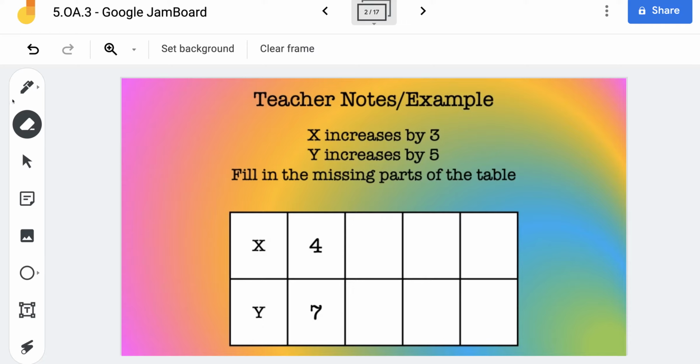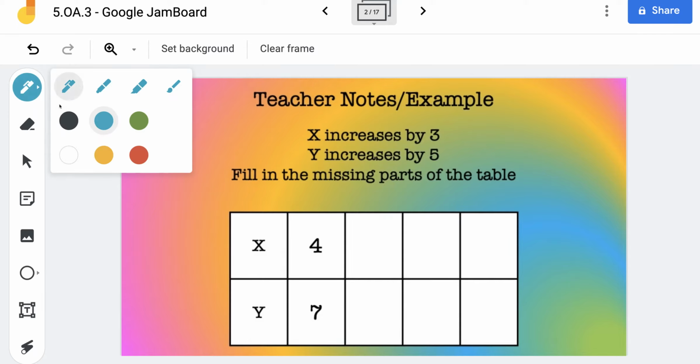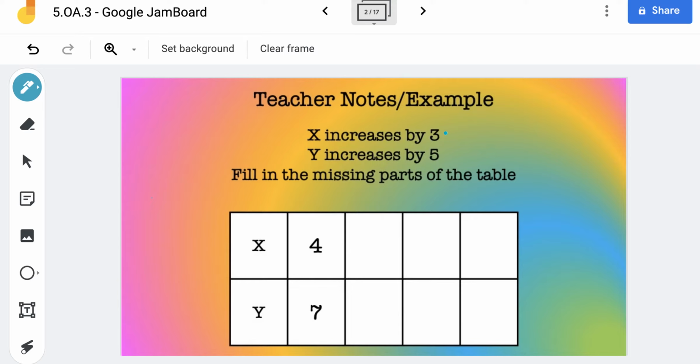So come over here and grab a pencil or marker. I'm going to go with blue. This right here tells us the rules to follow, so I'm going to write the word rules right here. That's important. The x values are going to increase by 3. Our first x value is 4, so if I add 3 to 4, I get 7. Then if I add 3 to 7, I get 10. And then if I add 3 to 10, I get 13.